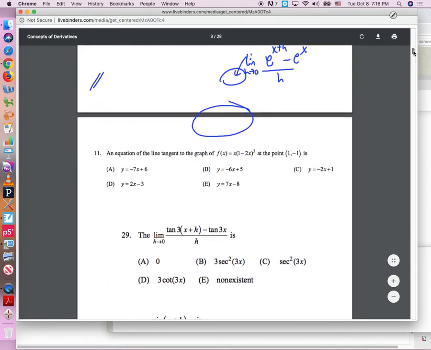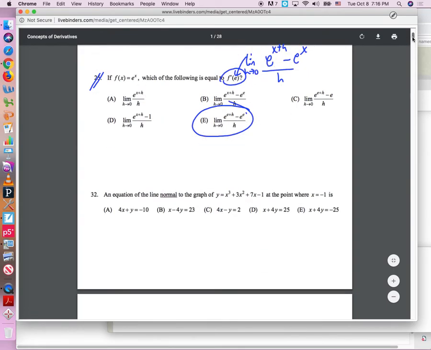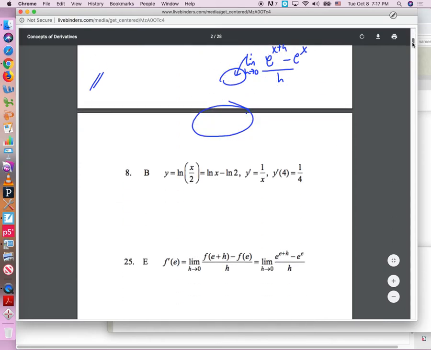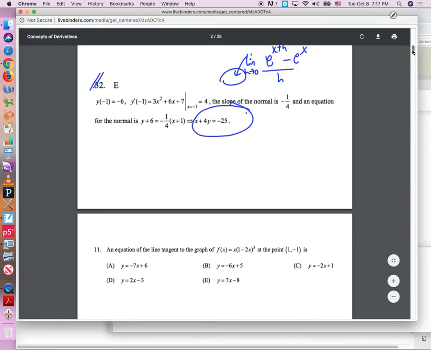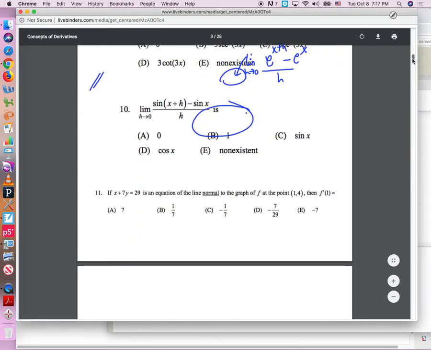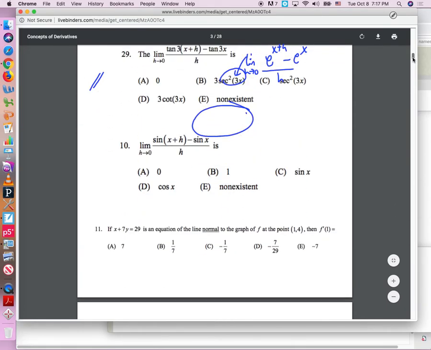So then you have 11. Let me just double check my numbers before I do all this. 11, 29, 10, 11. Okay, so this is a 29. Okay, so I think this is the right list. It's kind of hard to tell you. All right, so here we go.